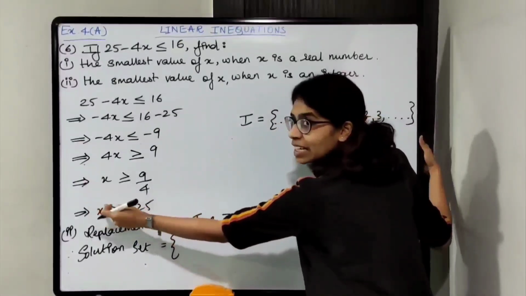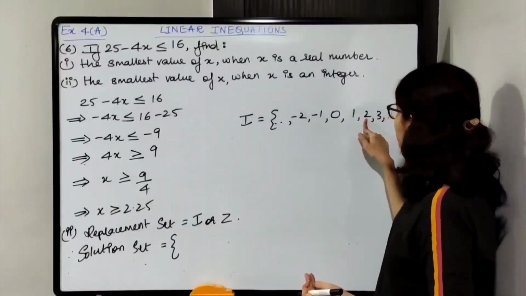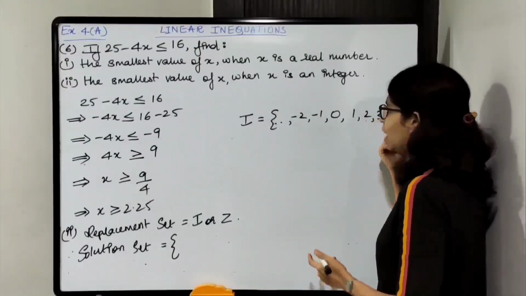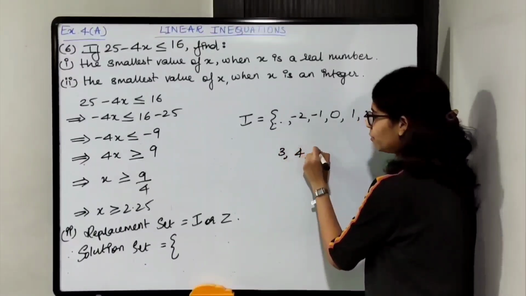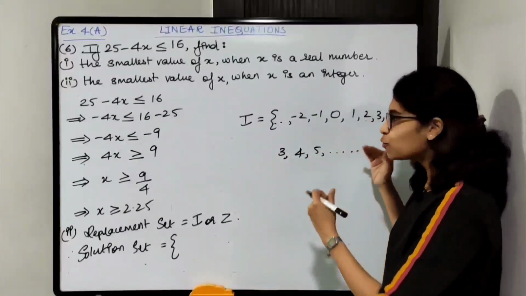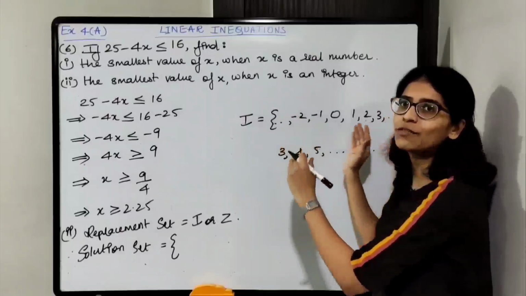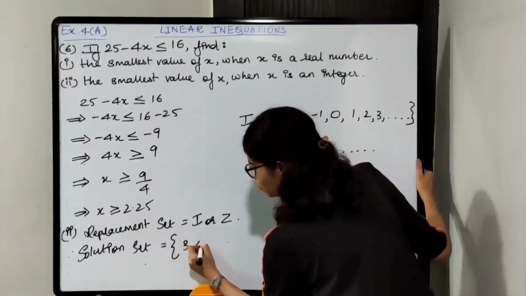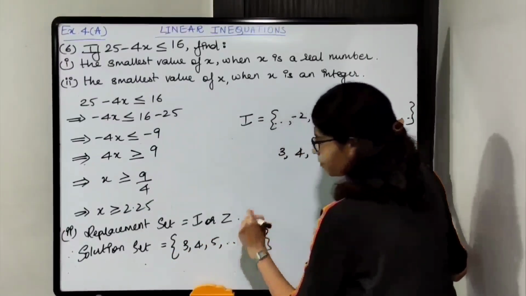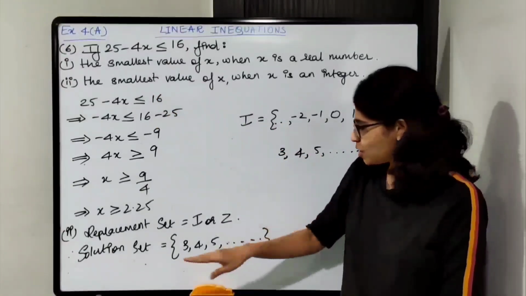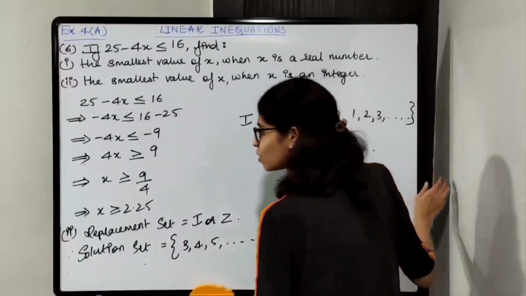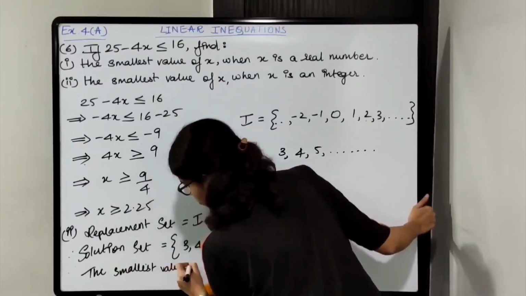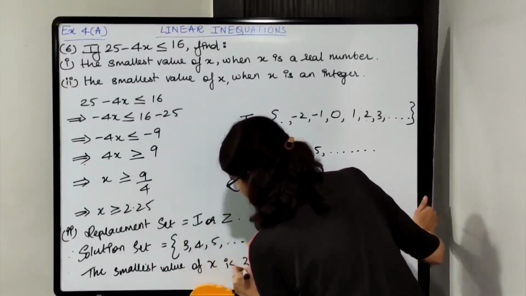X can be 2.25 or greater than that. So 2 will not come. What is greater than 2.25? Next value kaun sa hai? Immediate value 3, so 3 aayega. Then 4, then 5 and so on. You have to choose from the set of integers. From this replacement set you have to choose. So 3 will be the very first value. You have to find the smallest value from this. Smallest value 3 hoga. So write down the smallest value of x is 3.